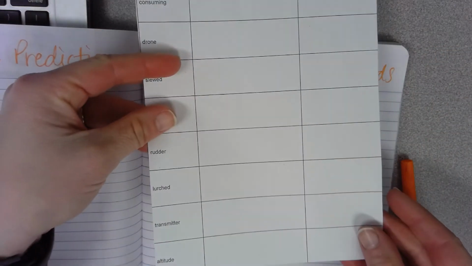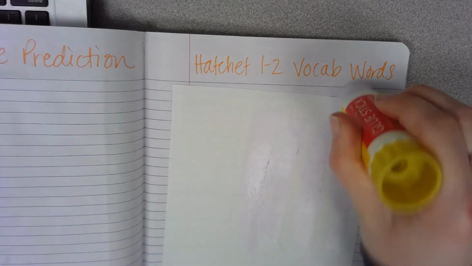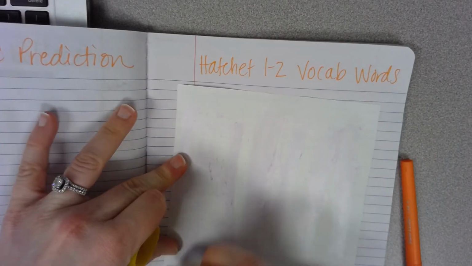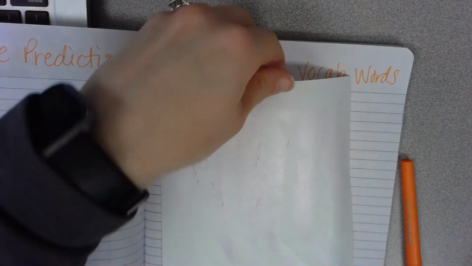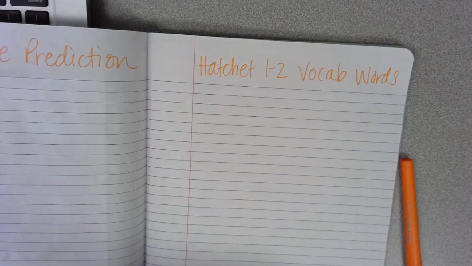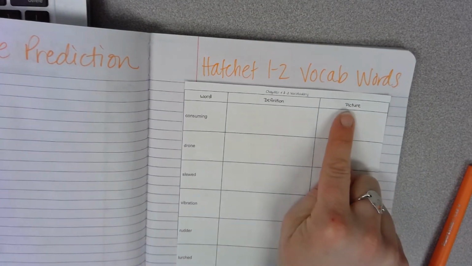Cut this chart out all the way around the outside and glue the whole back side down. And you will notice that there's 3 columns on this chart. There is the first column on the left with the word in it. And then the next one says the definition. And then the third one says picture.